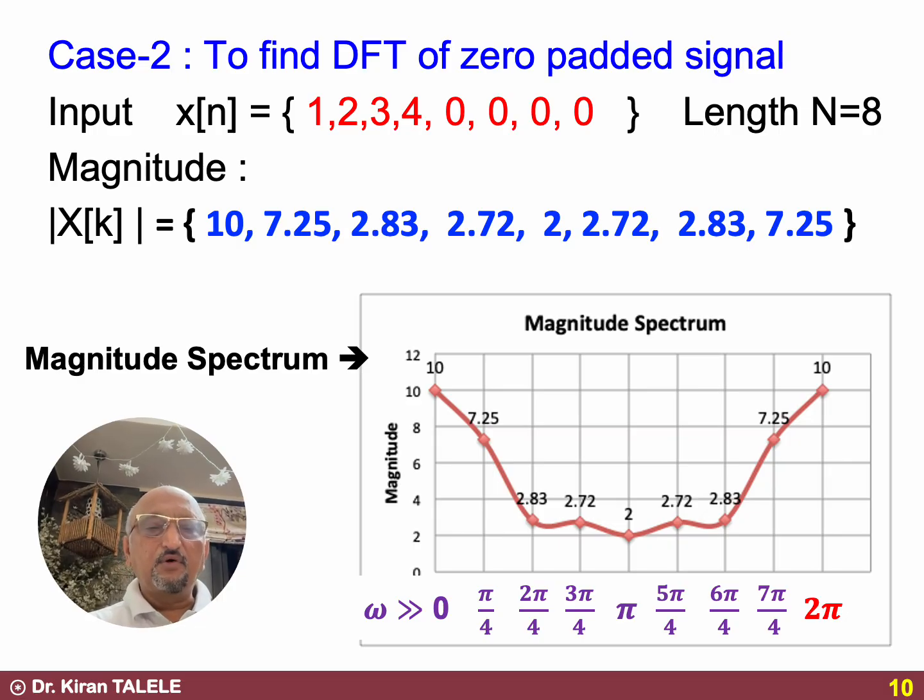That means we are getting more number of points on the spectrum. And as the number of points is increased, we are getting a better approximation of the original spectrum. As compared to n equal to 4, here we are getting more resolution, more number of points, and therefore the quality of the spectrum is improved.